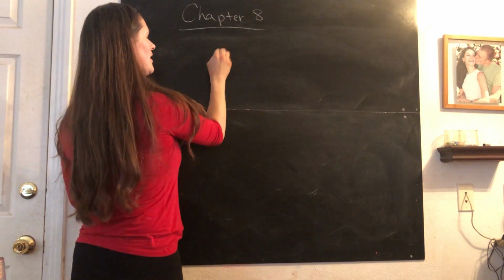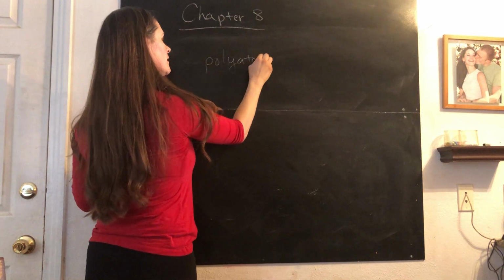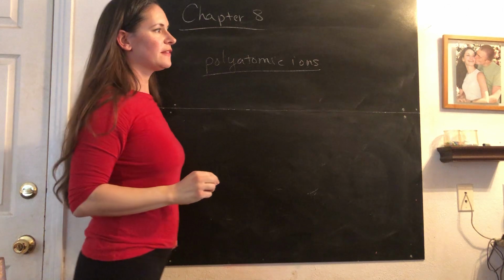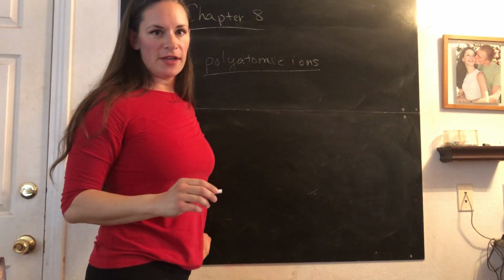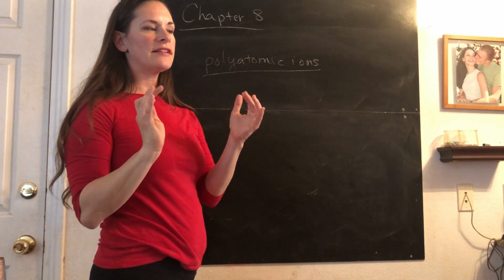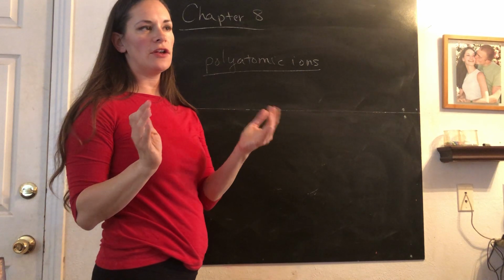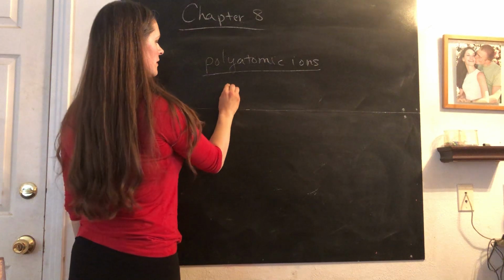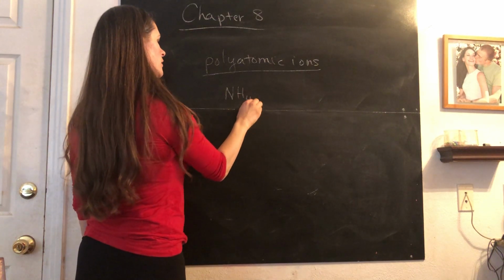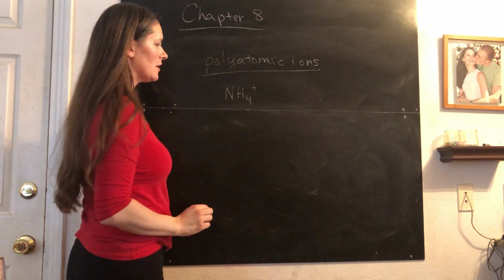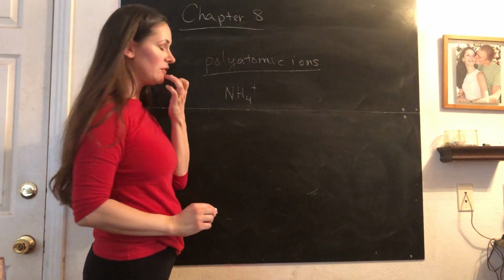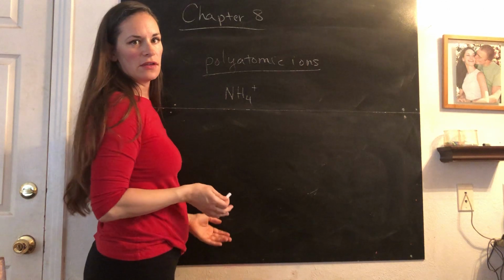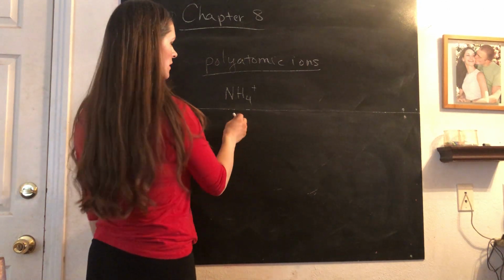What are polyatomic ions? Polyatomic ions are covalently bonded compounds that act as ions. They act as a nonmetal or a metal in an ionic compound. So we've got NH4, ammonium. It's got an extra hydrogen on there that gives it a positive charge. So this acts as a cation. It acts as a metal in solution.